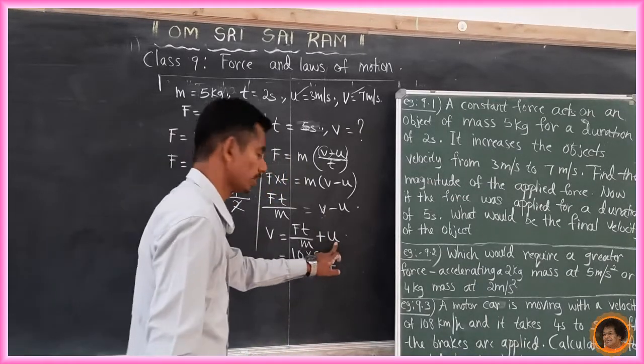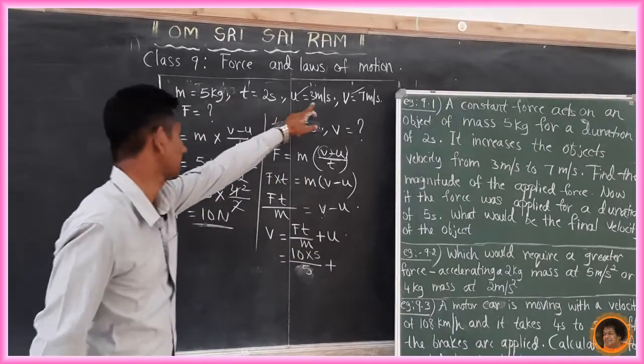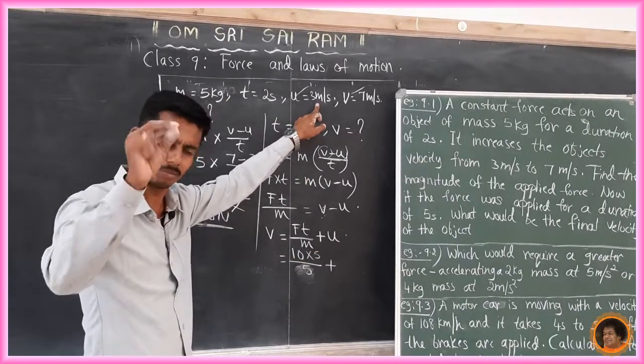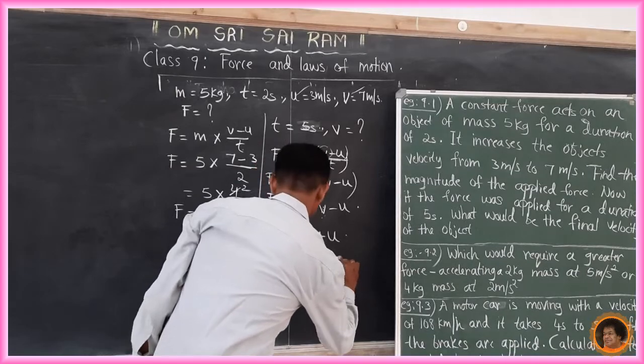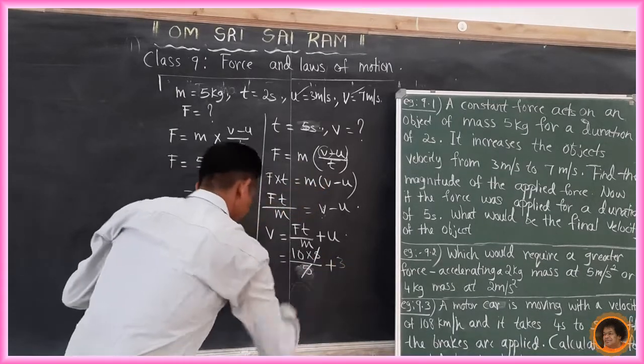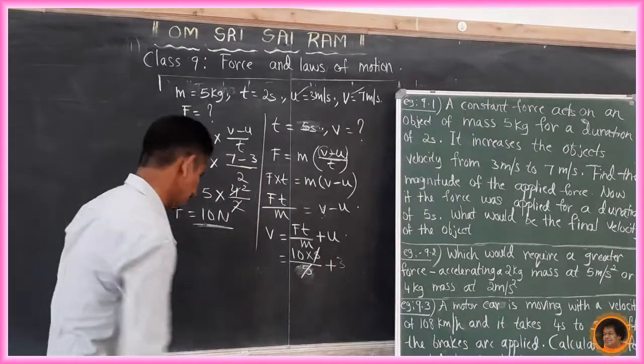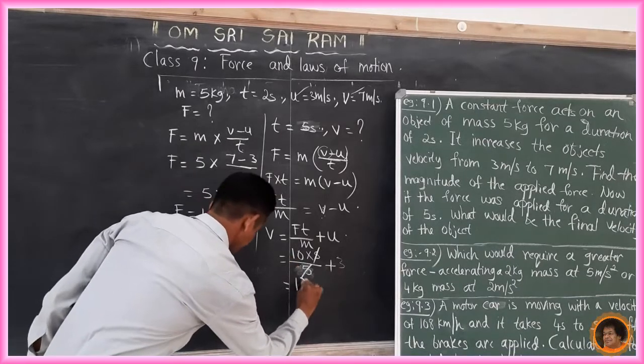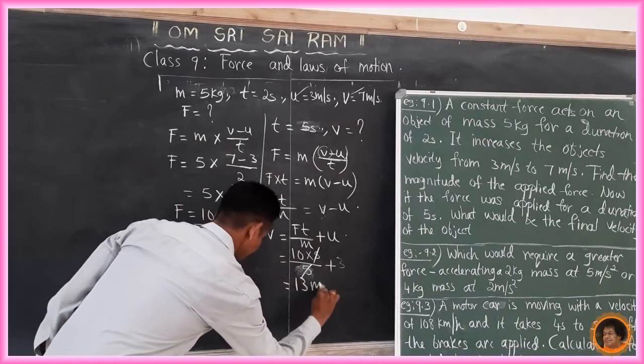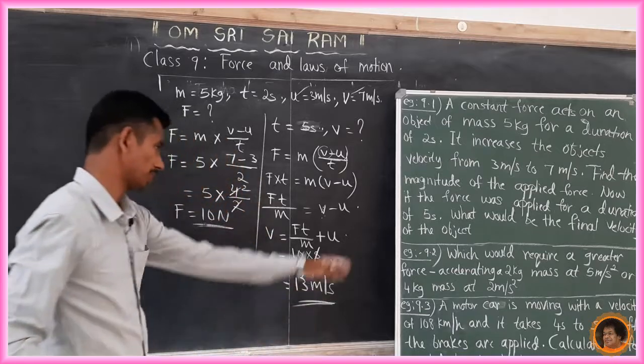What is u? u is 3 meter per second. Initial velocity is the same, so it is 3. Now, 5 cancel, 5 ones are 5. Now, 10 plus 3 is 13. Yes, 13 meter per second. Yes, now we get the answer.